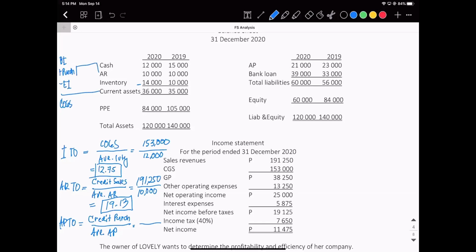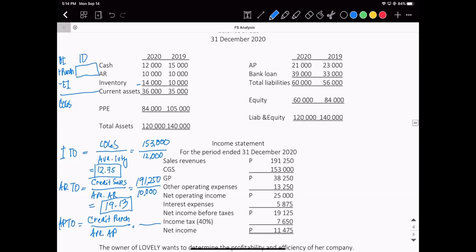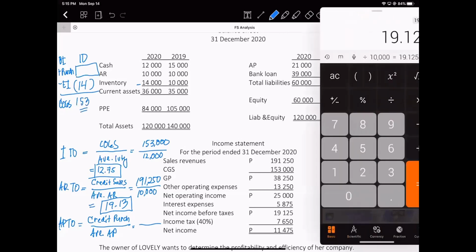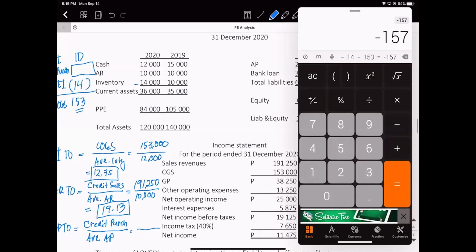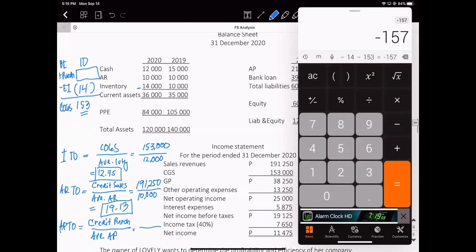So, we are looking for the purchases. Pwede na natin ma-derive. So, we have inventory of 10,000 beginning. So, this is 10 in thousands. And in thousand, inventory ending 14. So, minus. And then, your cost of goods sold is 153,000. So, how much is the purchases during the year? So, that is 10 minus 14 minus 153. So, that is 157,000.